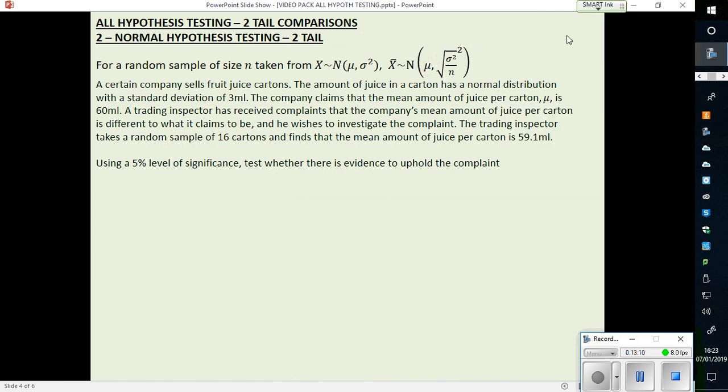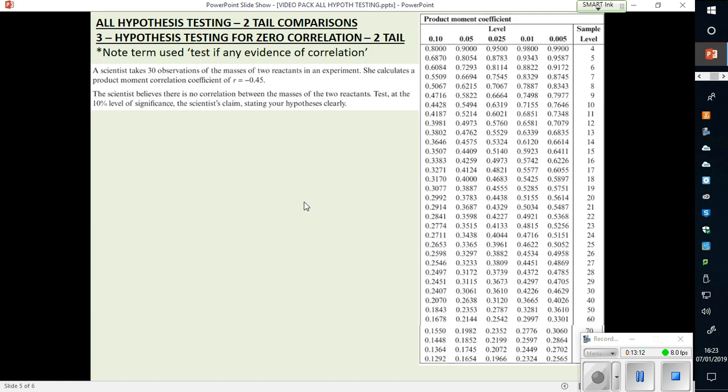Now, new stuff, and you'll be relieved, this is quite easy, to be honest. It's very easy and very procedural. So this time, hypothesis testing for zero correlation. Essentially, you're going to have a bunch of observations. So you can see here, a scientist takes 30 observations. So this is our n. So n equals 30 of the masses of two reactants in an experiment. She calculates a product moment correlation coefficient, our PMCC, of r equals minus 0.45.